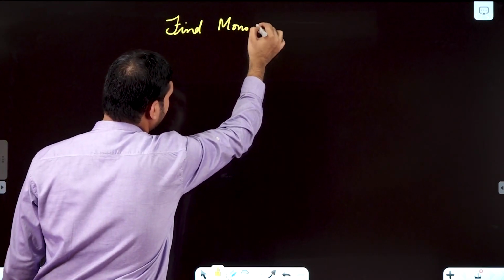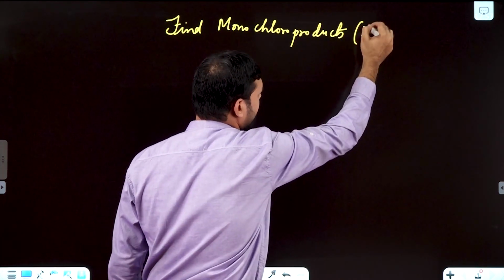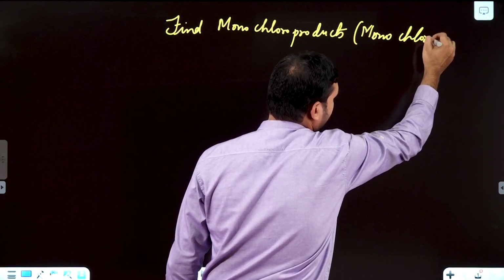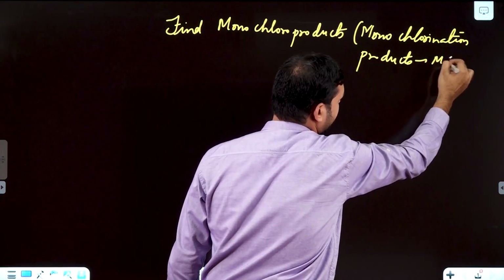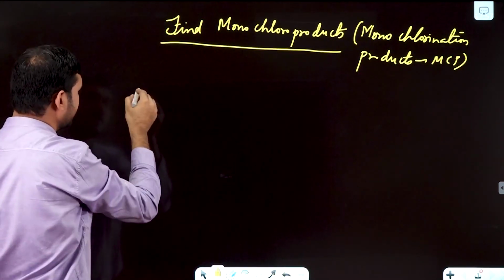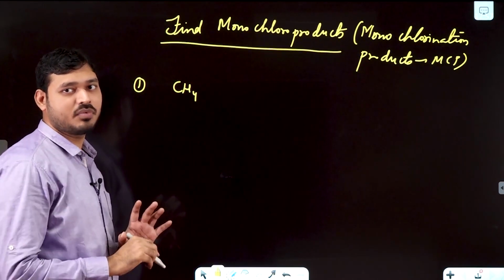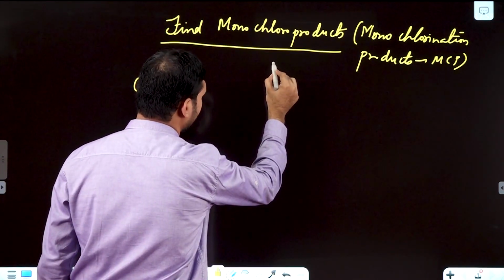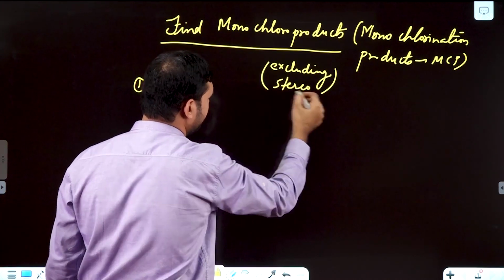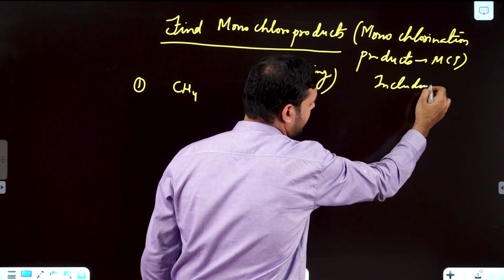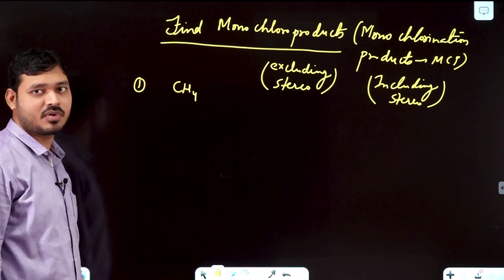Find monochloro products. It is also called monochlorination products, that is MCP. Find monochloro products. First is methane. Okay, so I am telling you in both ways: excluding stereoisomer and including stereoisomer. So let's see first of all CH4, methane.